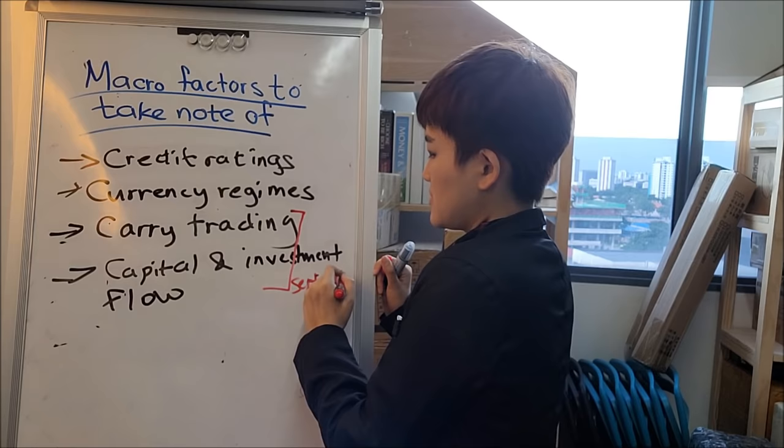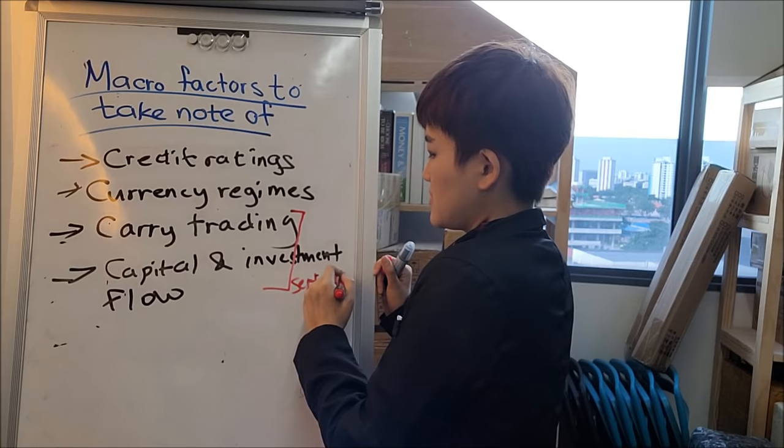So this means that if traders perceive that, okay, Fed in the future, they are going to increase interest rates, they are gonna short the Fed funds futures. If they perceive that they are going to cut rates, then they are going to buy Fed funds futures.